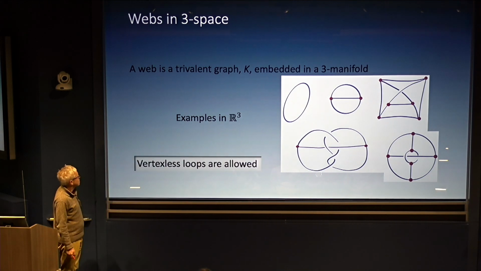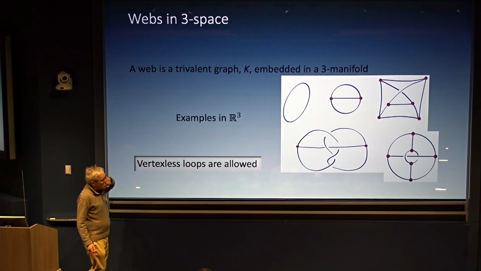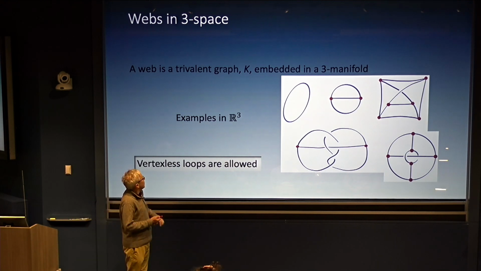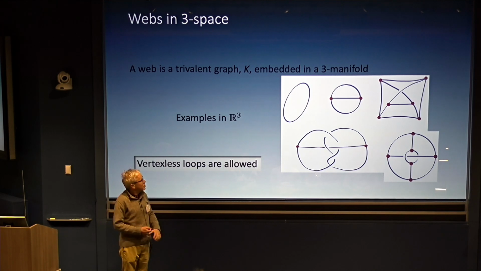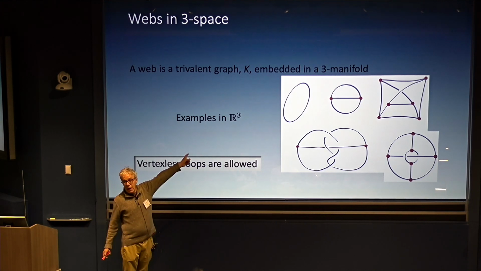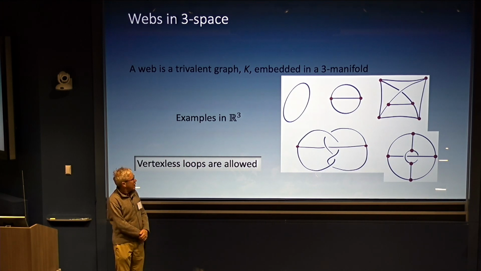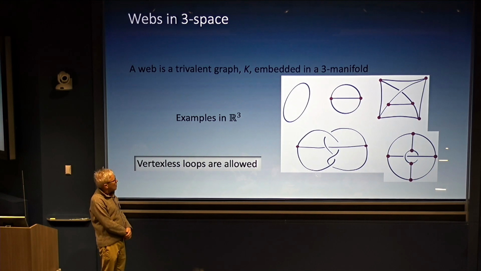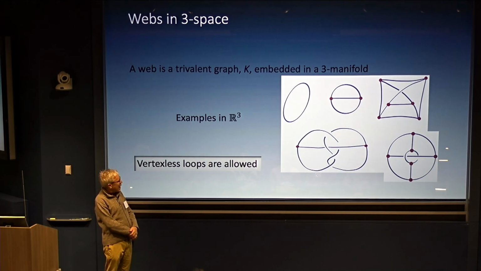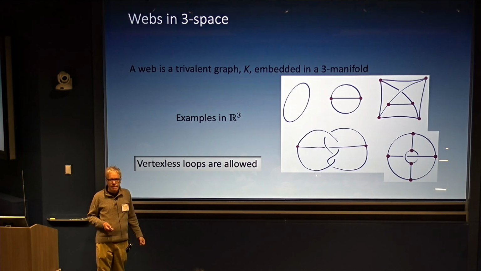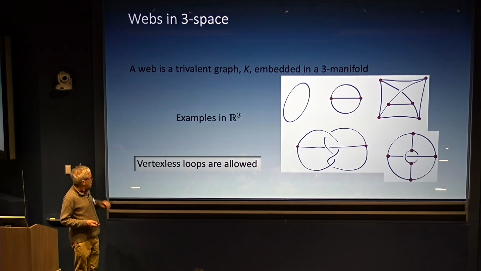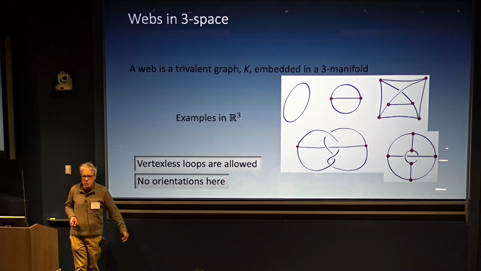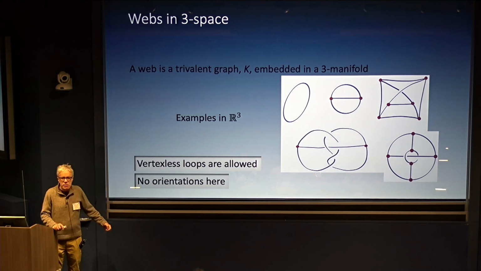These are webs. They're trivalent graphs embedded in 3 space. That 3 space could be a 3-manifold. Mostly it'll just be R3. There's the unknot there. That's a vertexless loop. That's allowed. All those abstract graphs underlying those, they're all actually in that picture, I think, bipartite graphs, but that's not required. There's no orientation here. There's just edges and vertices.